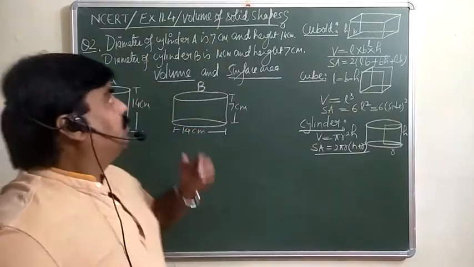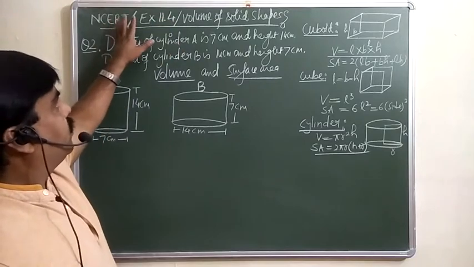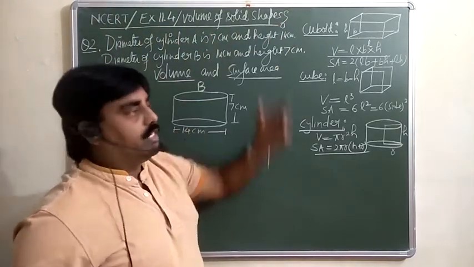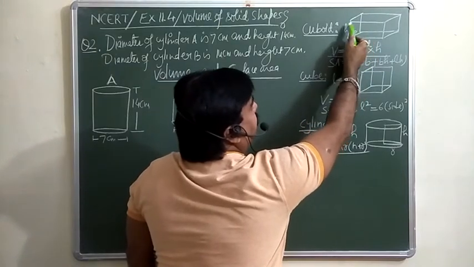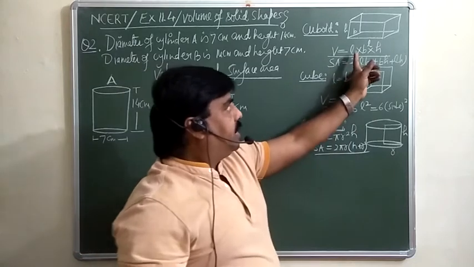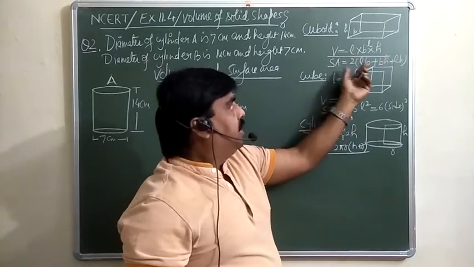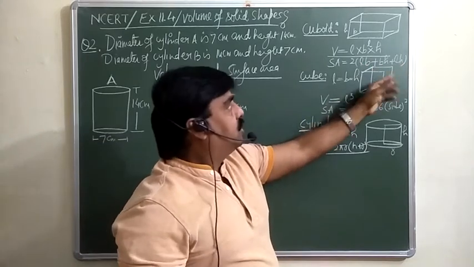Hello everybody. Now we are going to discuss exercise 11.4 from your NCERT, based on the volume of solid shapes. This has already been discussed. Cuboid, where the length, breadth and height are there. The volume of the cuboid is L into B into H. Important point: L, B, H must have the same unit. And the surface area of the cuboid is 2 in bracket LB plus BH plus LH.